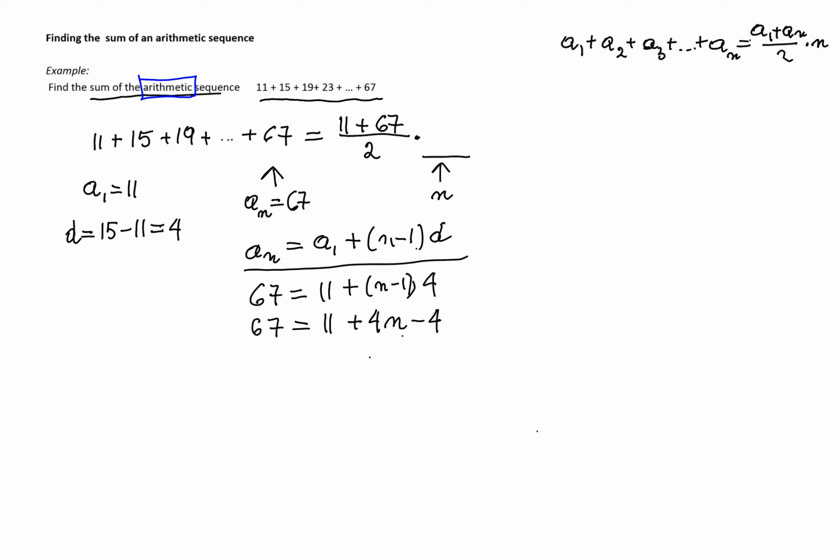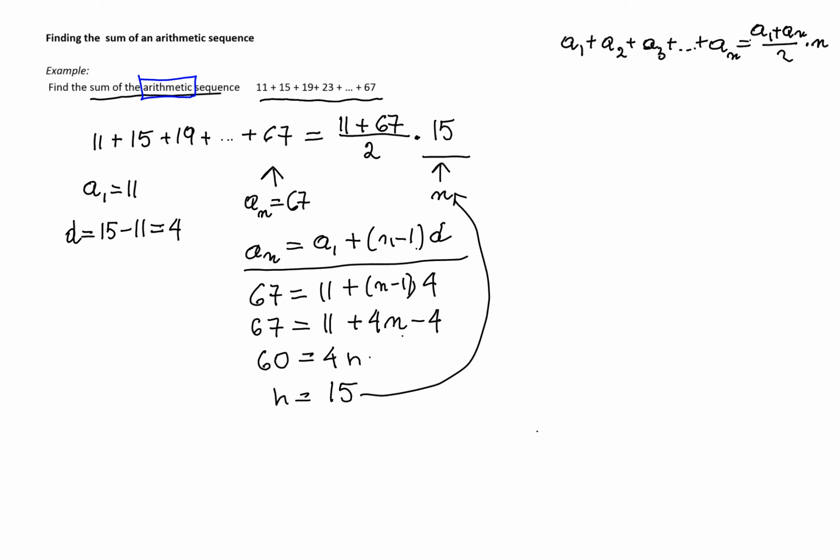Now 11 minus 4 is 7, we'll subtract from both sides, we'll have 60 is equal to 4n, and therefore n is equal to 60 over 4, which is 15. So we know that we are adding 15 terms. So we take the number 15 and plug it into the formula.